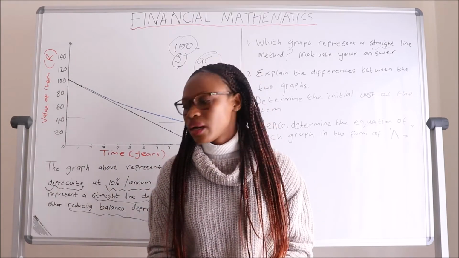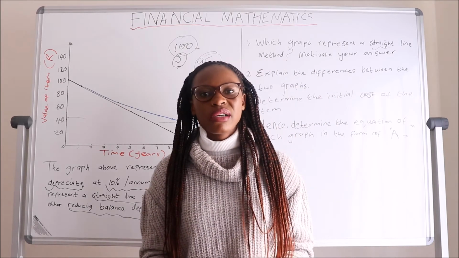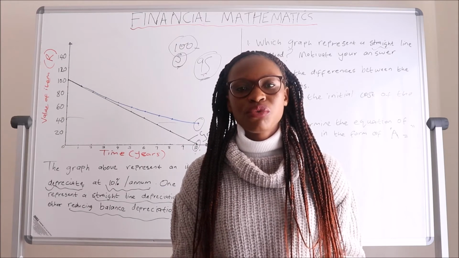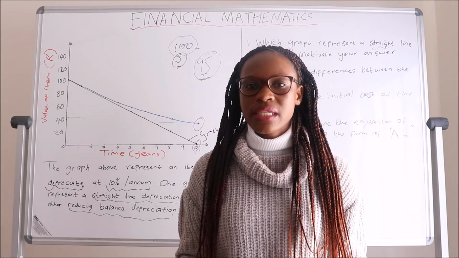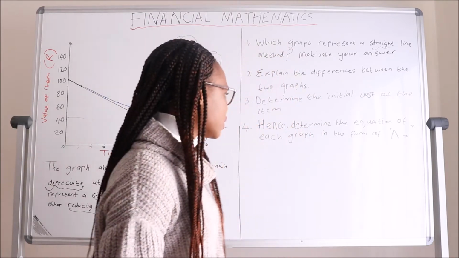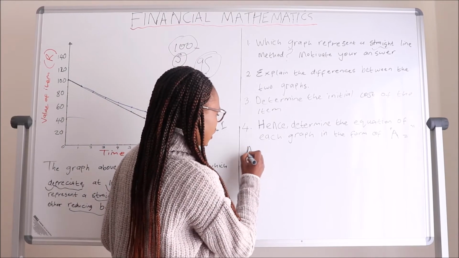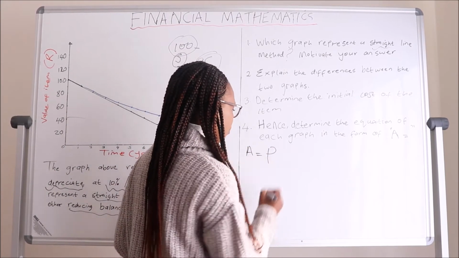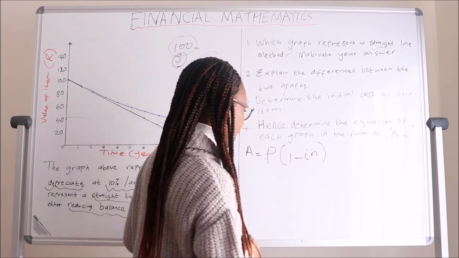With the straight line depreciation, which is also called the simple decay method, the equation is A equals P into 1 minus i n, because it's depreciating. Starting with the first graph, which we can call graph 1, remember our standard equation for simple decay is P into 1 minus i n, close brackets.